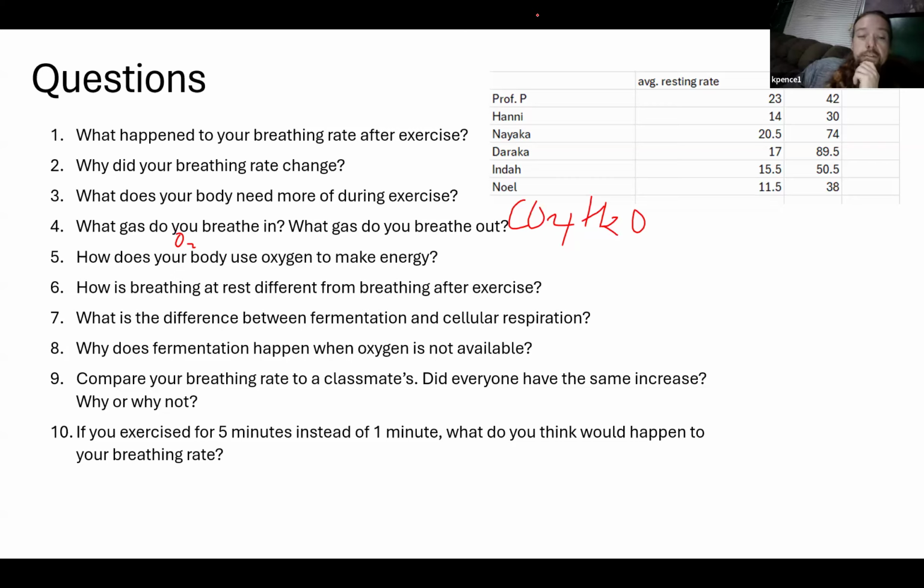So five, how does your body use oxygen to make energy? Again, we're going to be using the oxygen for ATP, but two questions with this one. What else is being used with oxygen? And then where is it taking place? Anybody remember? So what else do you need besides oxygen to get energy?